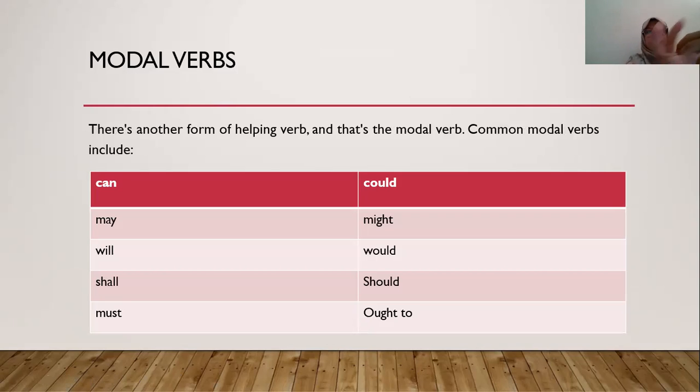And then these are also another form of helping verb, and that's the modal verb. Common modal verbs include can, may, will, shall, and must. And also there are could, might, would, should, and ought to. So you can read and read again on the next occasion, so you can remember or memorize all the modal verbs.